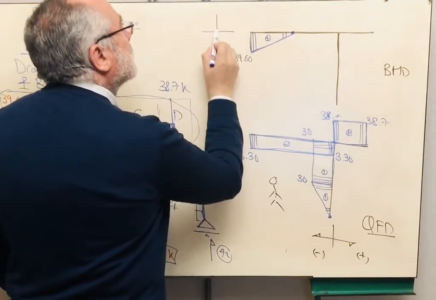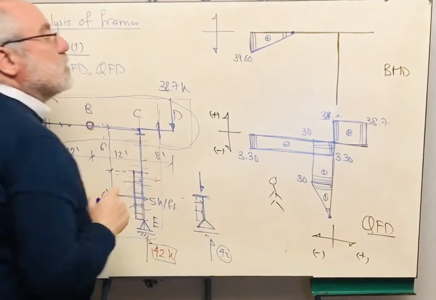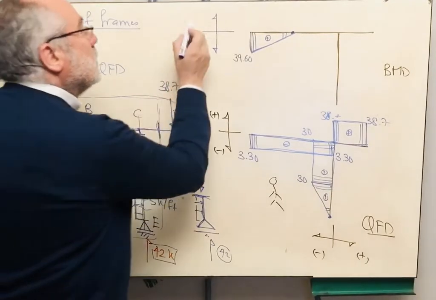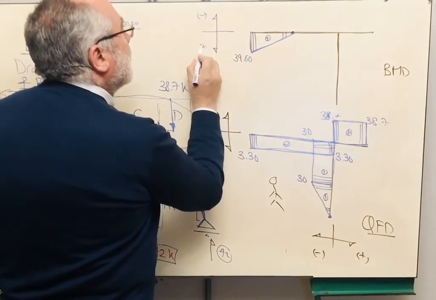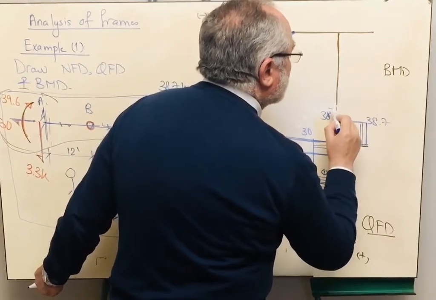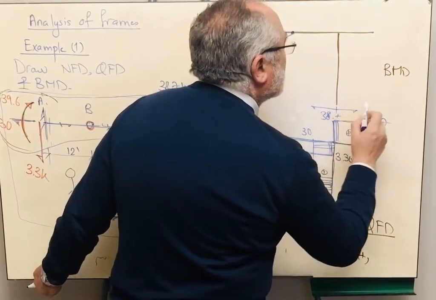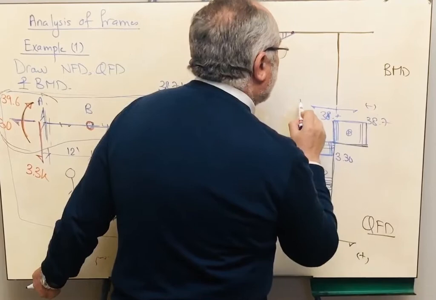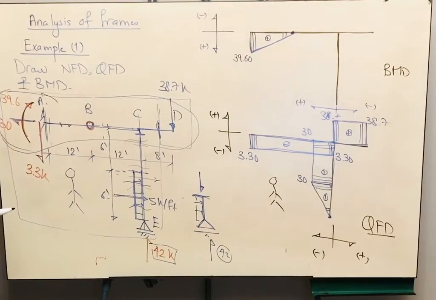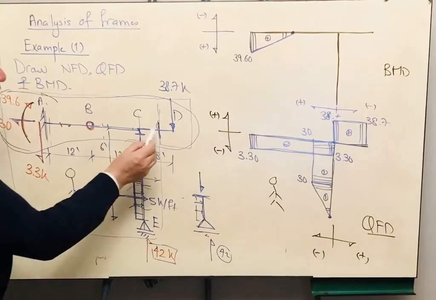Take care that for the bending moment we are reversing the positive direction and the negative direction. This is the negative and this is the positive. And here on this side, this is the negative side and this is the positive side. Very good. At point C, take care.